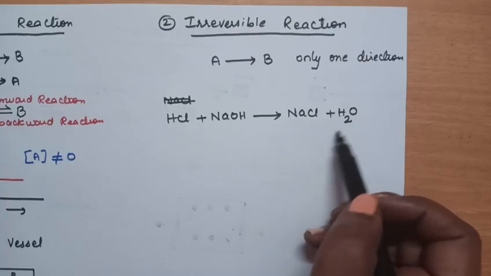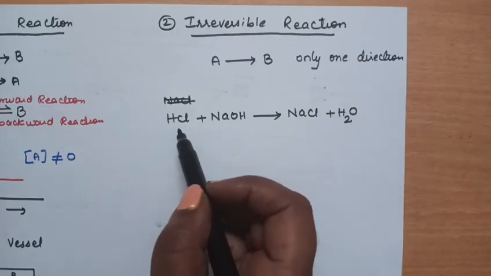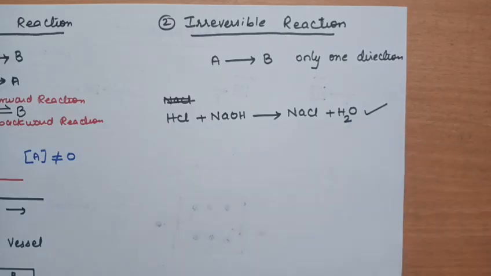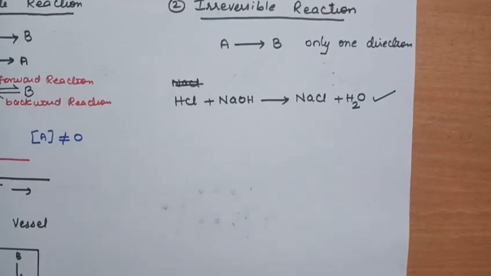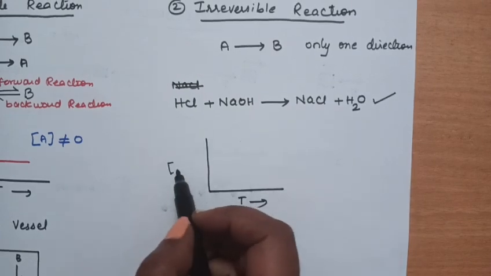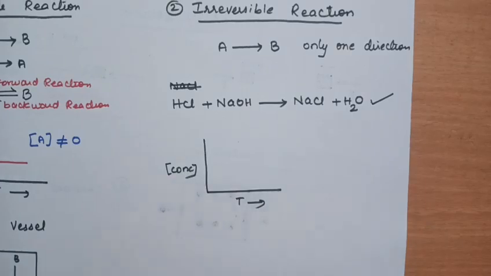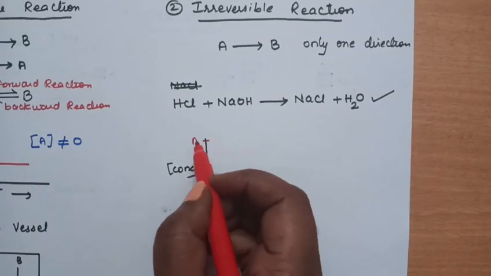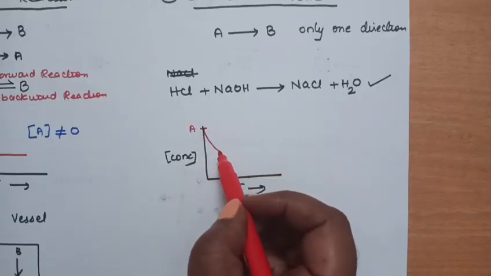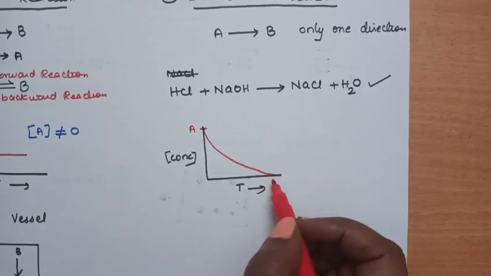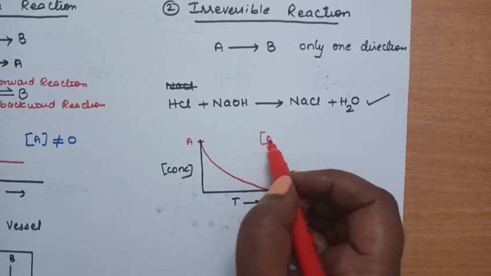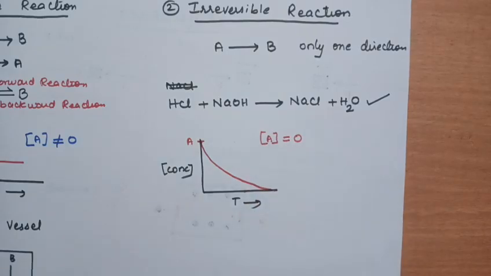So if you dissolve salt in water, you will not get back hydrochloric acid and sodium hydroxide. So the reaction proceeds in only one direction. This is an irreversible reaction. So if you draw a graph, time on the x-axis and concentration of the reactant on the y-axis. Initially it will be more, slowly it will decrease and then it will become 0 at one point. So in an irreversible reaction, the concentration of A will become equal to 0.